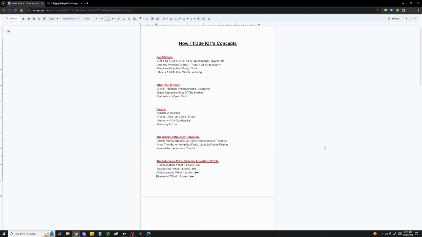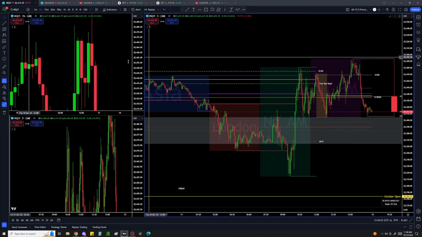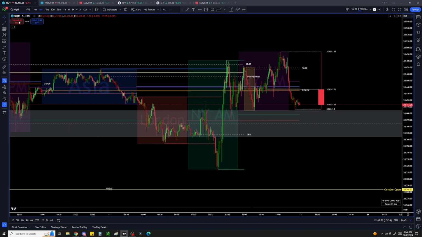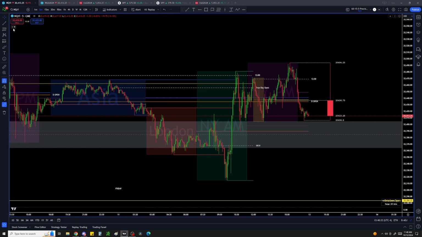But moving forward, we're going to cover the basics, and in the basics here we have bullish versus bearish, going long versus going short, the anatomy of a candlestick, and just reading a chart. What does bullish and bearish mean? When people are talking about trading and they're thinking of something being bullish or bearish, they're basically just talking about where they think the price is going or what price is currently doing.